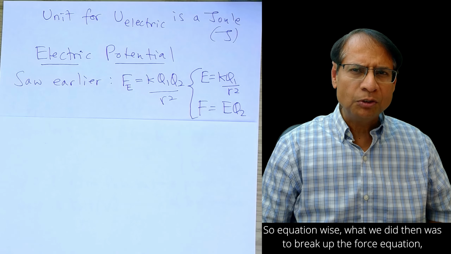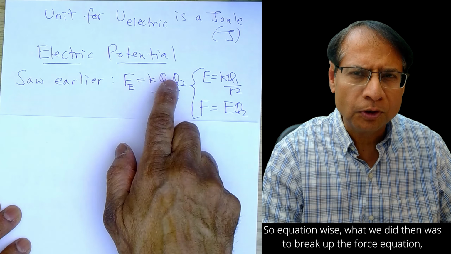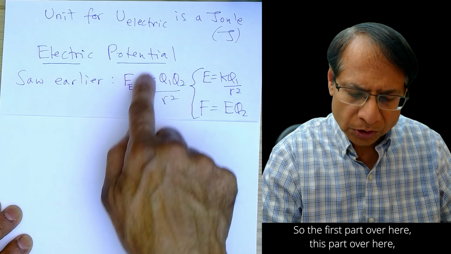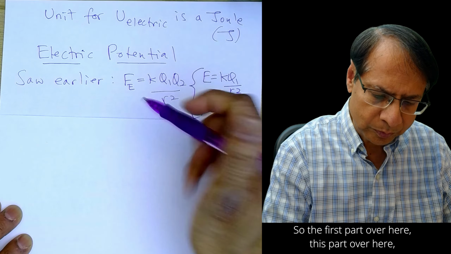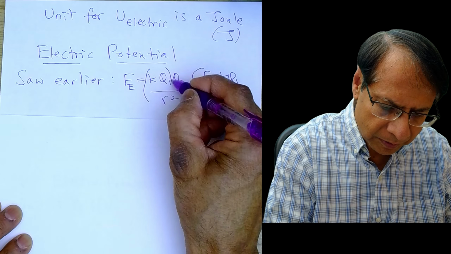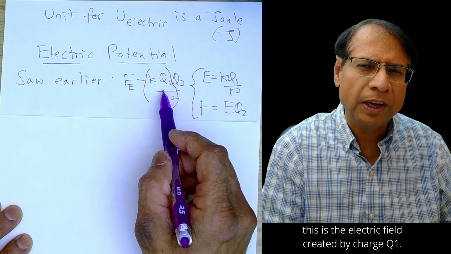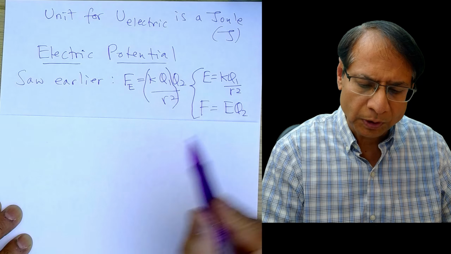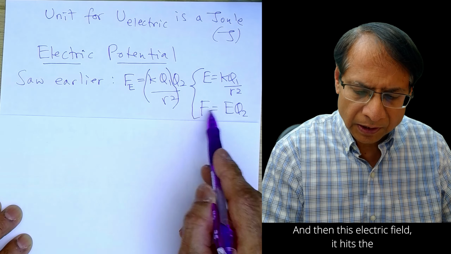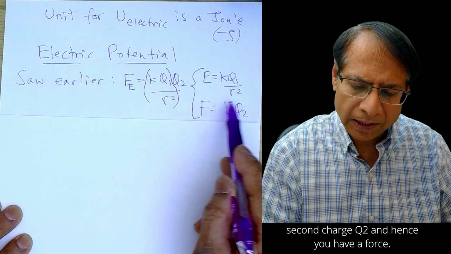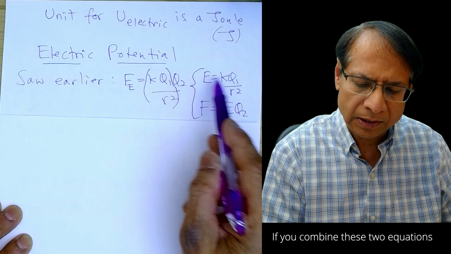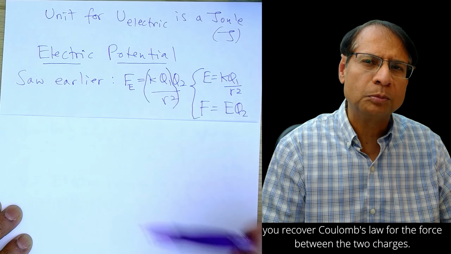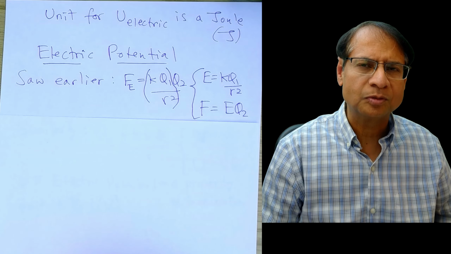So equation-wise, what we did then was to break up the force equation, K Q1 Q2 over R squared, into an electric field. This first part over here is the electric field created by charge Q1. So E is equal to K Q1 over R squared. Then this electric field hits the second charge Q2, and hence you have a force. If you combine these two equations together, you put the electric field back in, you recover Coulomb's law for the force between the two charges.